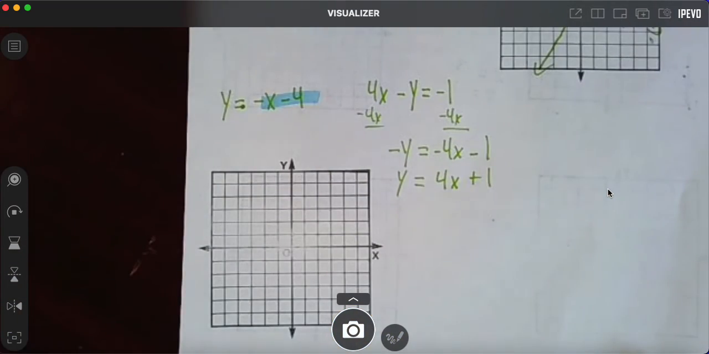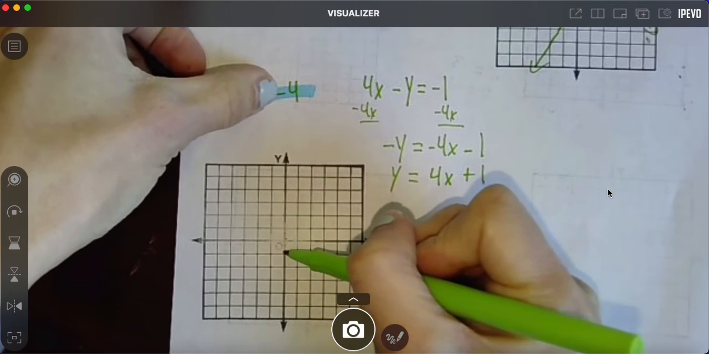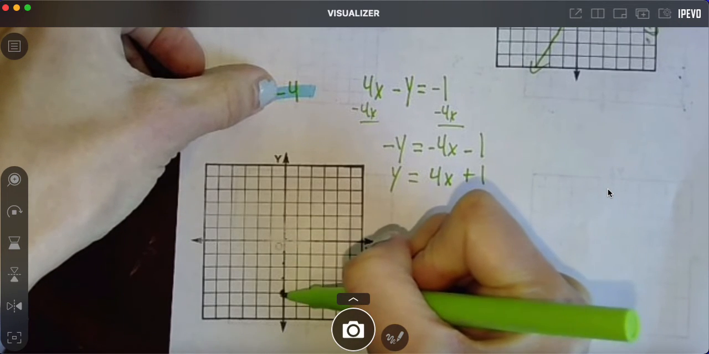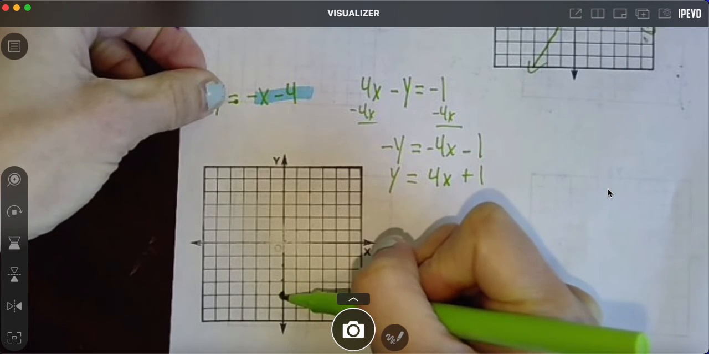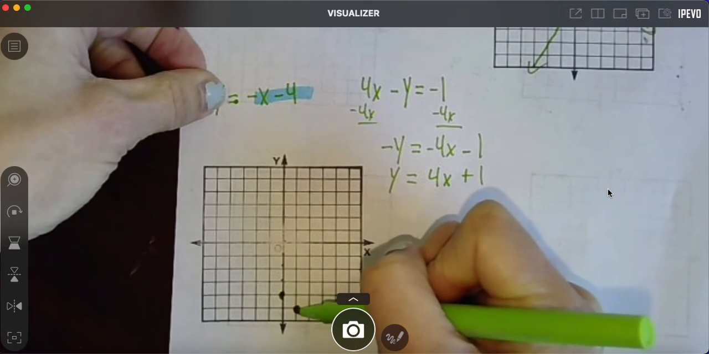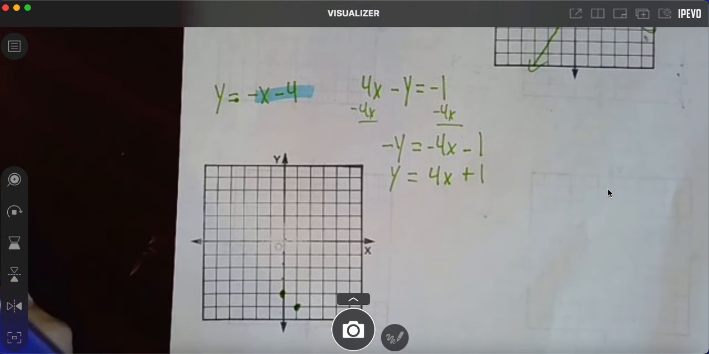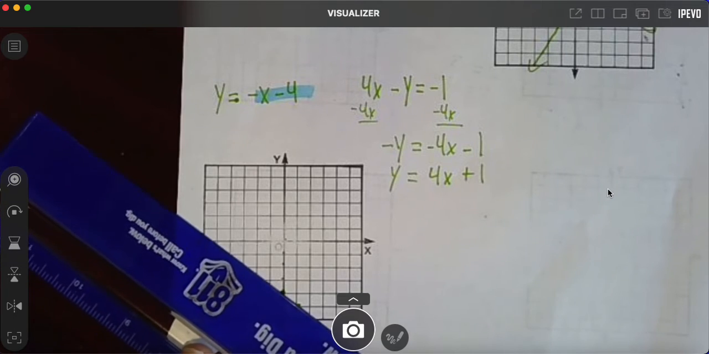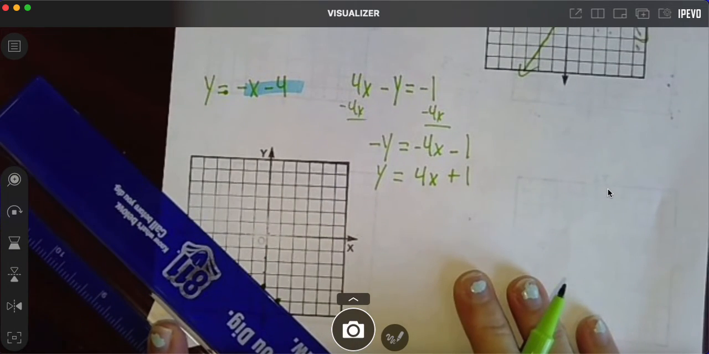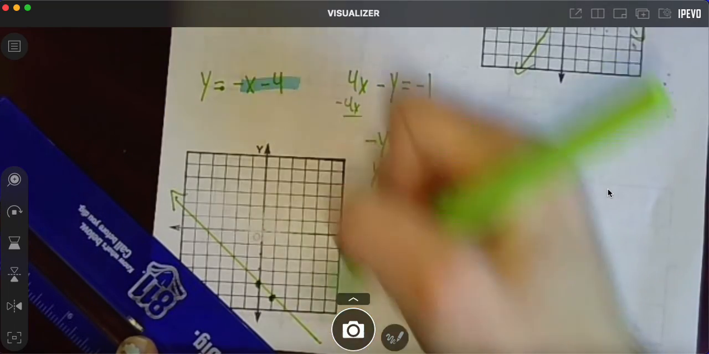So let me graph them, or you can graph it on your calculator. I think it's easier just to graph it like this. I'm going to go down 4. 1, 2, 3, 4. And then what's my slope? Negative 1. Down 1 over 1. Okay? Is everybody okay with that? If not, you need to speak up. And I've got to graph both equations. Hold on. And I draw my line.